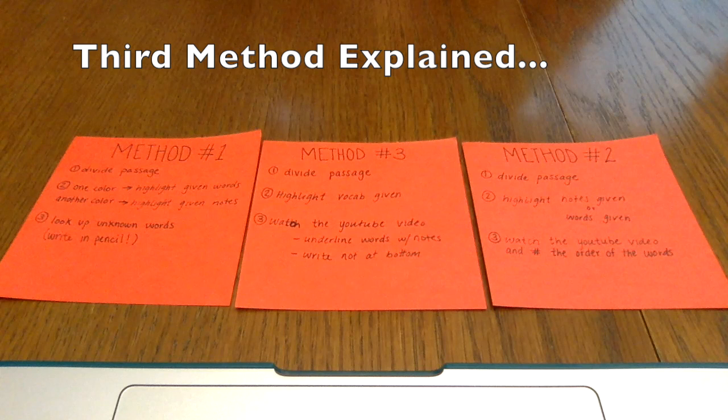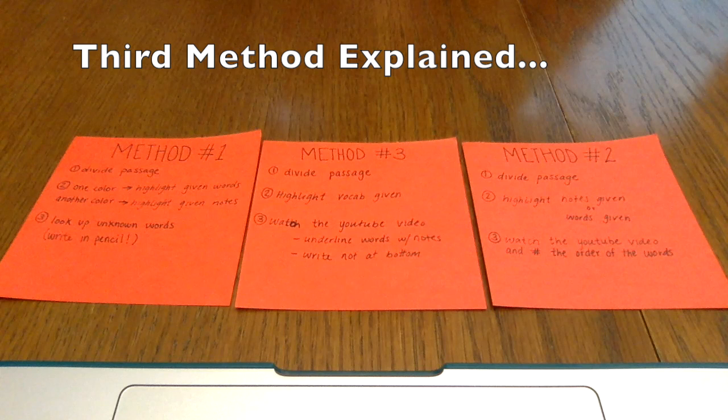The first step, as always, is to divide out the passage based on how it's divided in the Google Doc. The second step of this method is highlighting with one color all of the vocabulary words that are given in the textbook. Now for this, I only use one color and I only highlight the vocabulary words and not the notes, because sometimes the notes don't necessarily give you definitions or translations. They might just be explanations of a phrase. So for clarity's sake, I only do one color and only vocabulary.